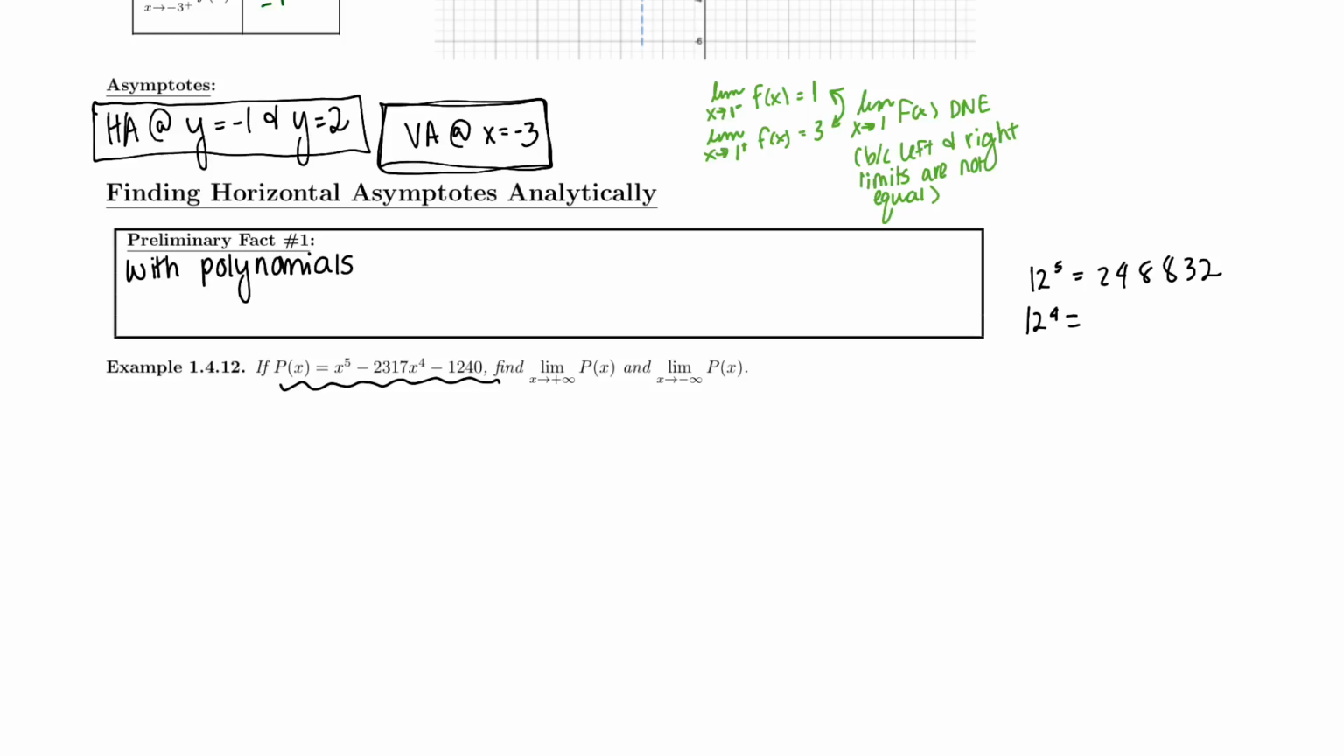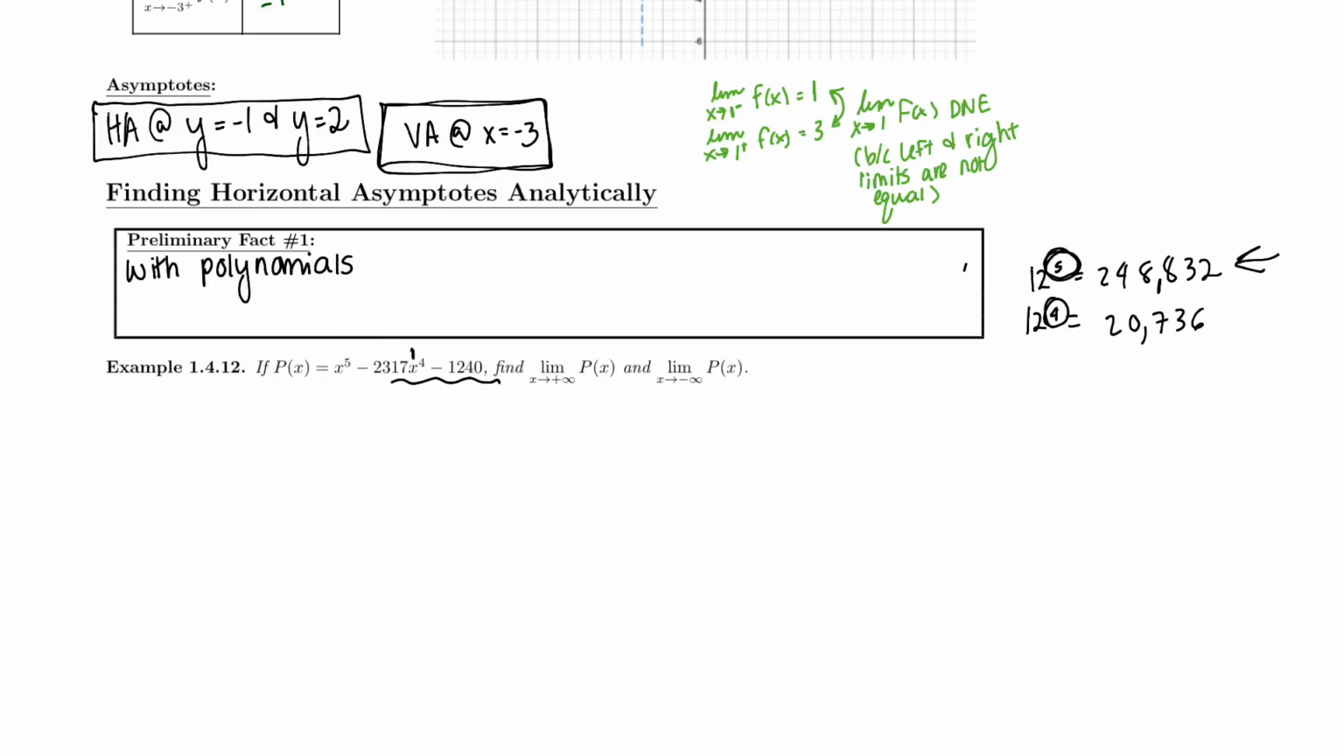12 to the 4th is 20,736. Look at the difference between these numbers, and that's just the number 12. So even if I start multiplying by the number 2,317, this fifth power grows so much quicker than the fourth power that it doesn't matter what happens with the fourth power. The only thing that matters when you're going to infinity or negative infinity is the highest power, because the highest power overpowers everything else to such a dramatic degree.